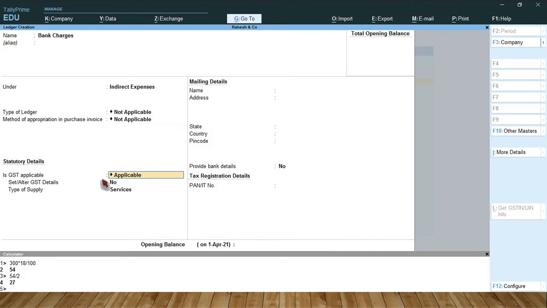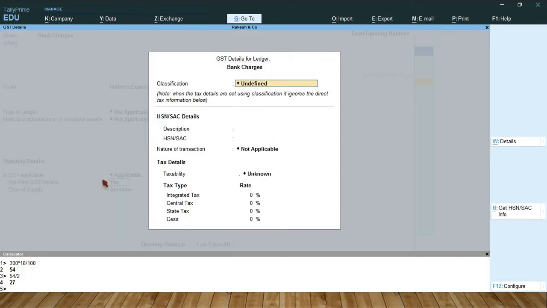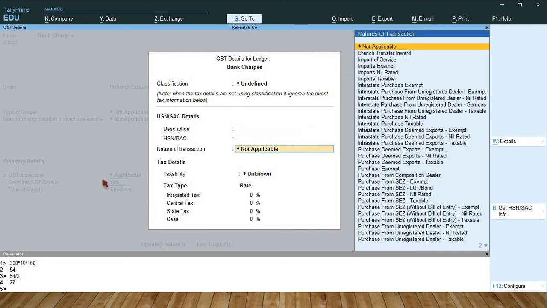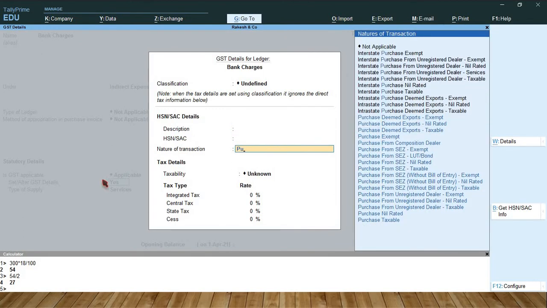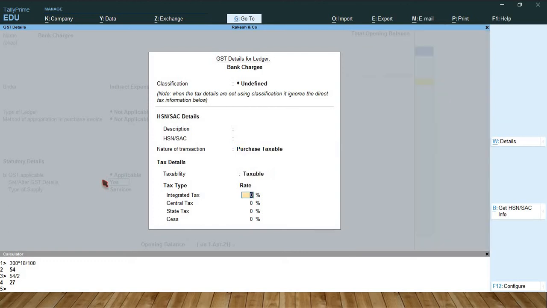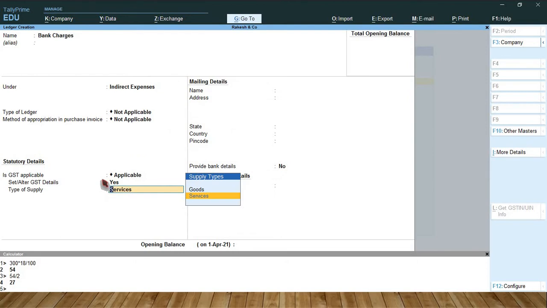Is GST applicable? Yes, applicable. Set or alter GST details? Yes. Nature of transaction, select purchase taxable from the list. Integrated tax 18%. Type of supply services. Accept.